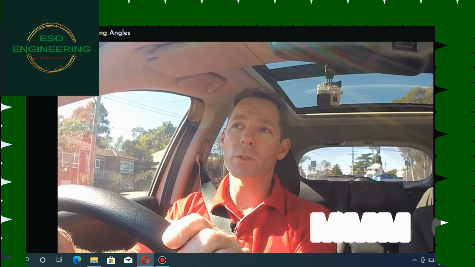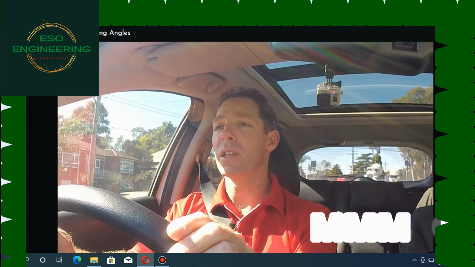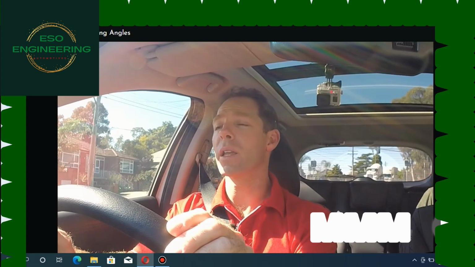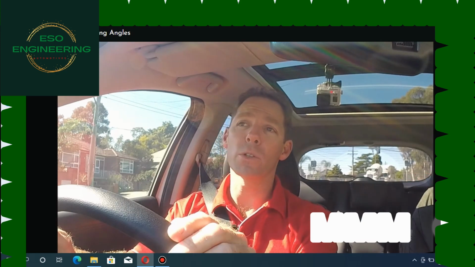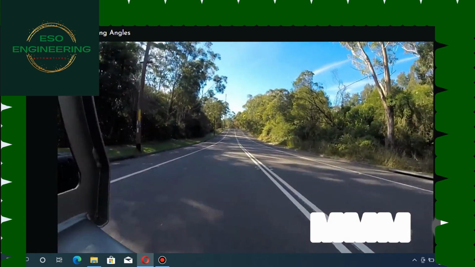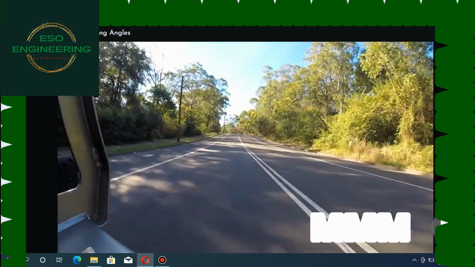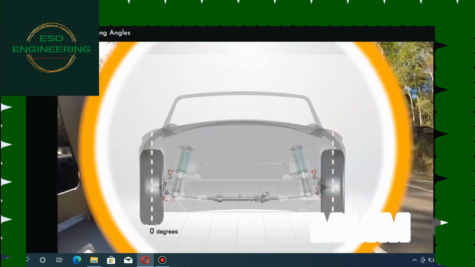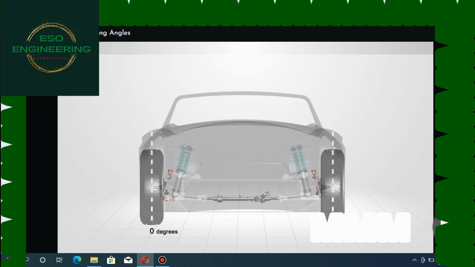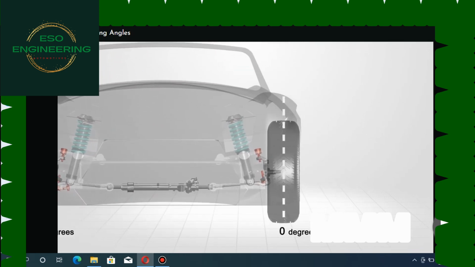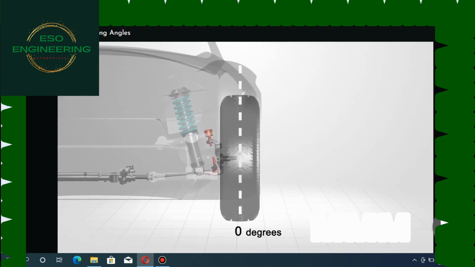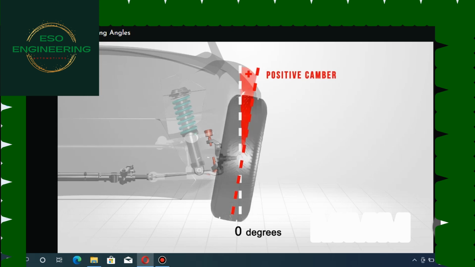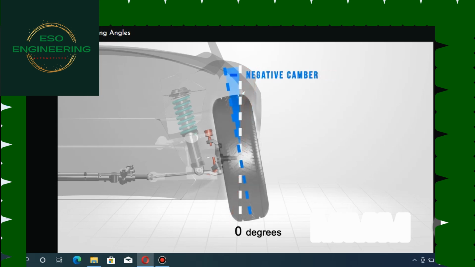Most roads that passenger vehicles use aren't flat. They're designed with the crown in the centre that allows rain and flood water to run off the surface. Camber is integrated into the steering system to compensate for the road crown. When viewed from the front of the vehicle, the wheel can be tilted inward or outward from the vertical. An outward tilt produces positive camber, whilst an inward tilt results in negative camber.